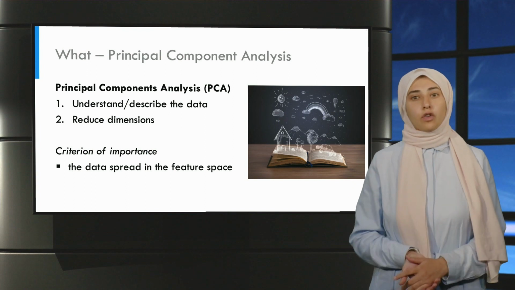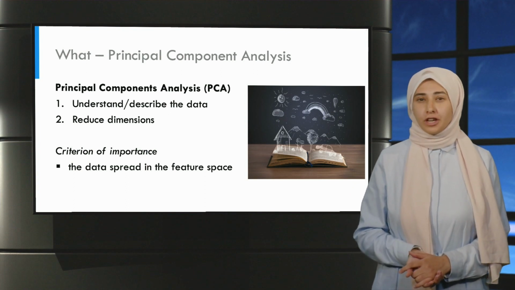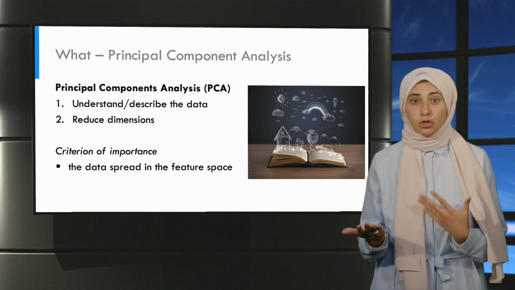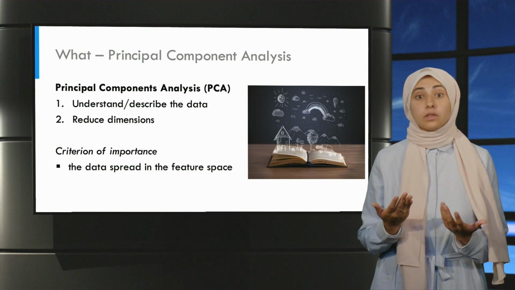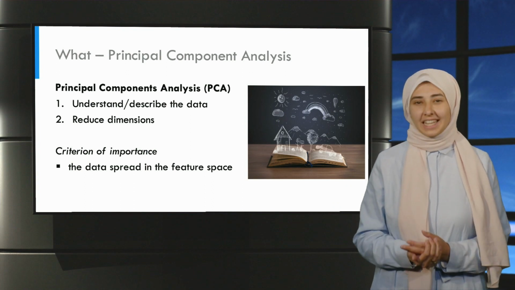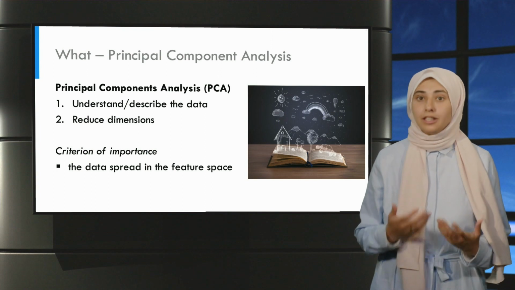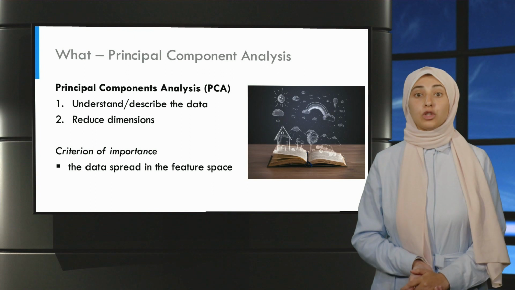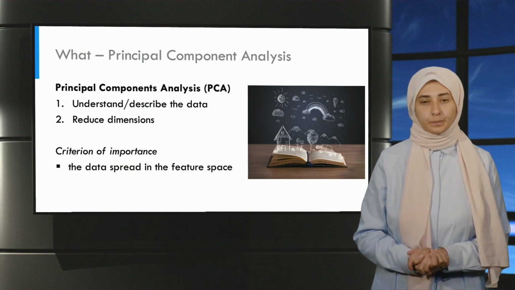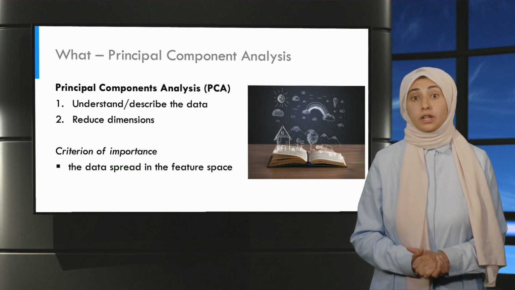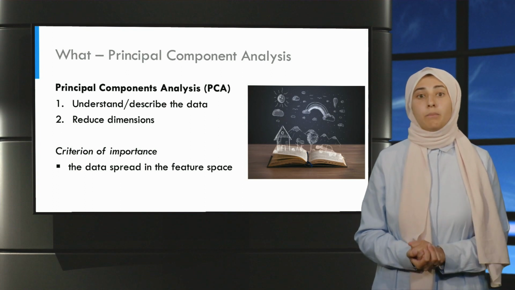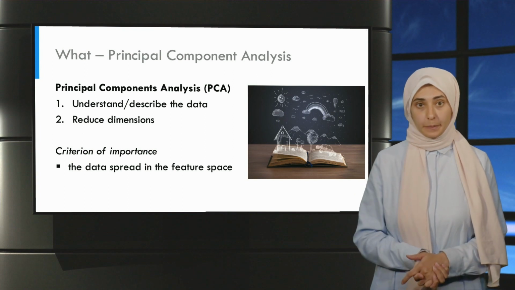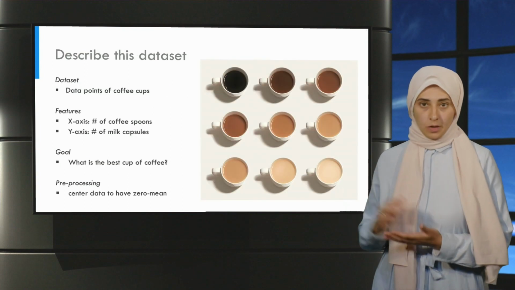We can actually think of it as summarizing a book. First, you need to go through all the book to identify the important chapters and sections. That would correspond to the PCA understanding and description step. Then you can summarize the book into only the important parts. That would correspond to the dimensionality reduction step. The criterion used to define the importance, again, is the amount of spread or variance along the direction of a feature in space.